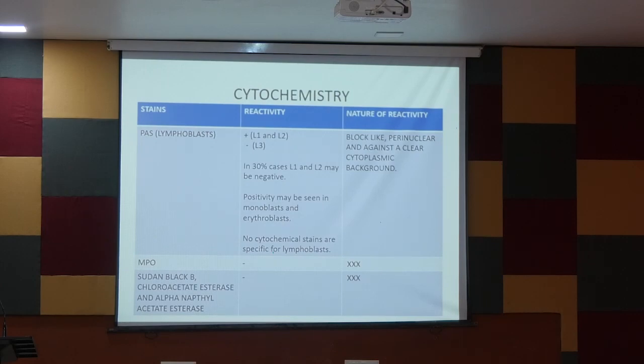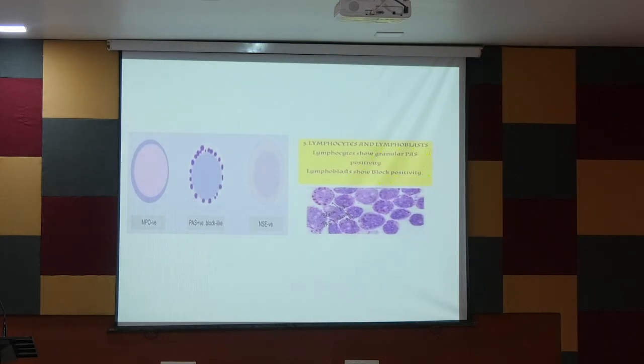PAS is periodic acid Schiff, remember? Why? Because it identifies glycogen. Lymphoblasts have glycogen, and that is what it identifies. In L1 and L2 it is positive, whereas in L3, it is negative. Remember that. So the positivity will be block-like against a clear cytoplasm. This is known as block-like positivity against a clear cytoplasm.